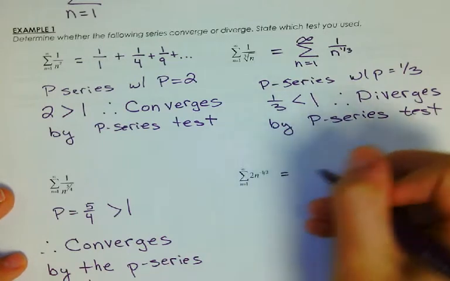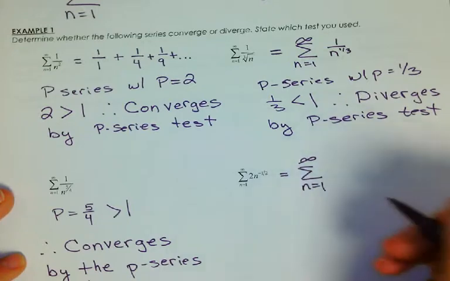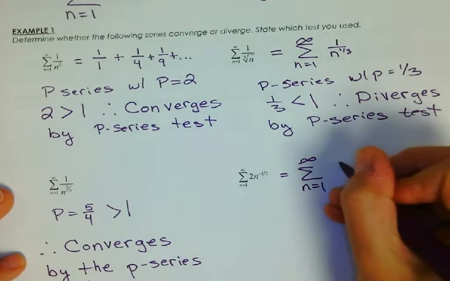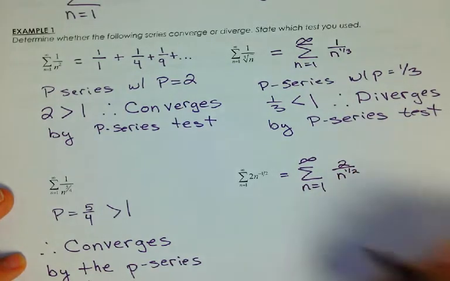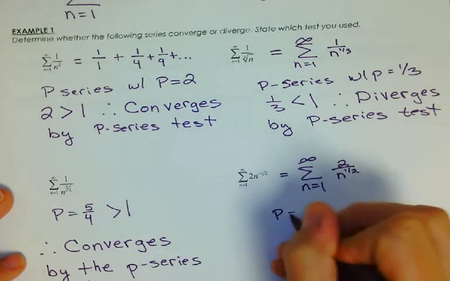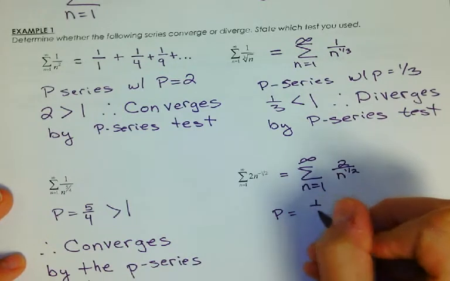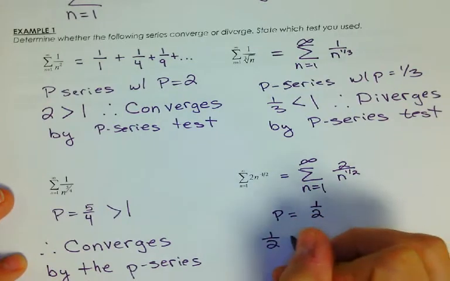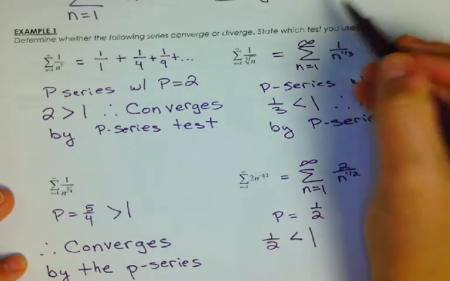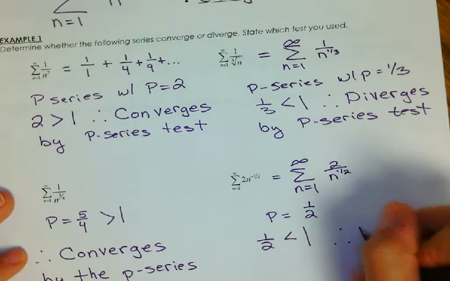Again, it might be worth it on this one to take a moment to rewrite it so that you can clearly see what the p-value is. Here, I'd say this is the same thing as 2 over n to the 1/2 power. So this is a p-series, and p equals 1/2. And what can you tell me about 1/2? 1/2 is less than 1. So again, I go up here. Okay, 1/2. That means this series is diverging by p-series test.